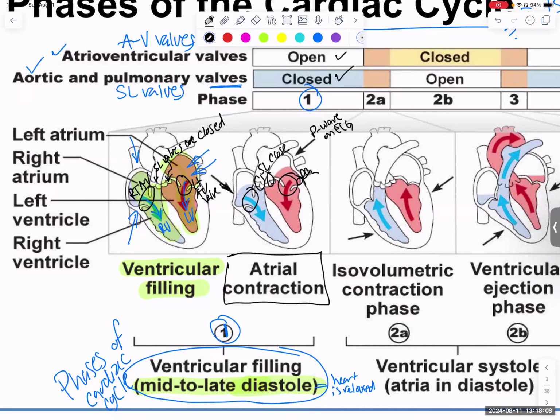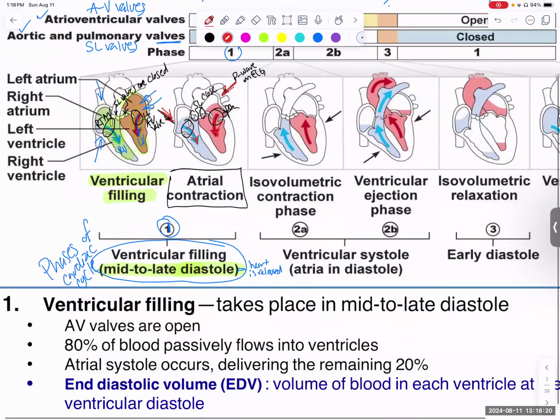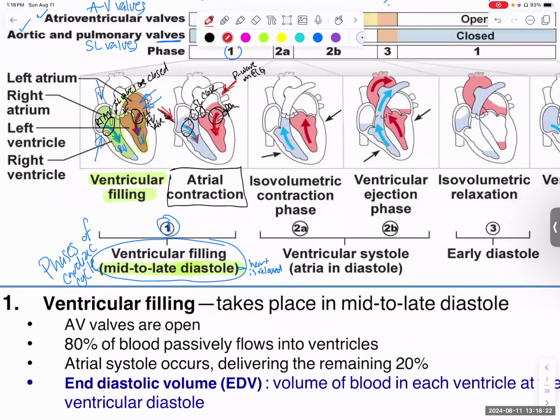The atria are contracting, so these little arrows mean those little muscular walls are contracting. It forces a little bit more blood down into the ventricles, and that is enough pressure to close the AV valves. So during phase one, it's ventricular filling. The ventricles are filling with blood.